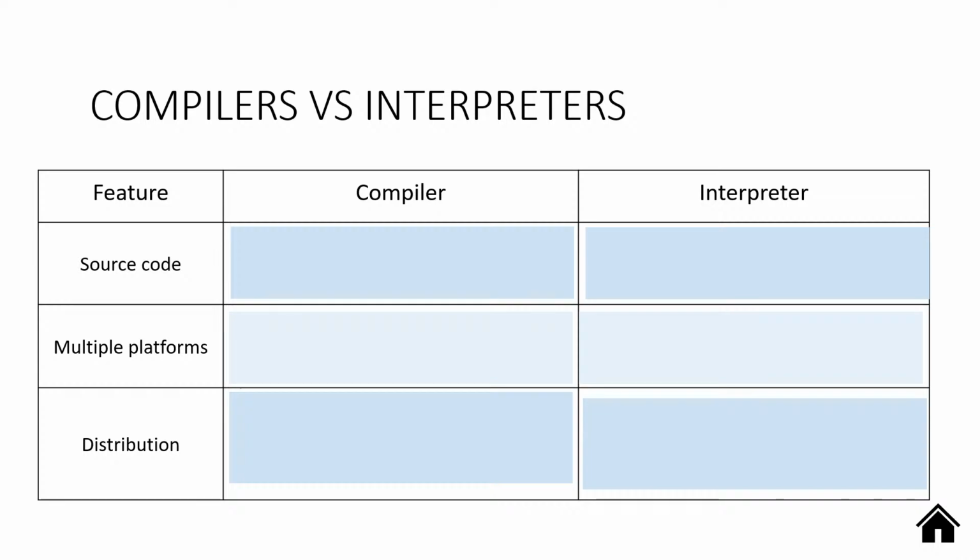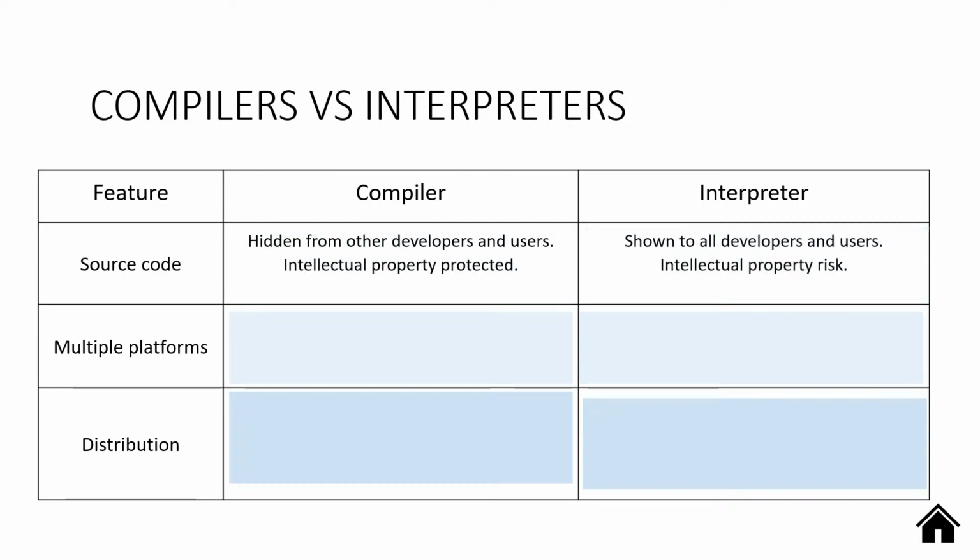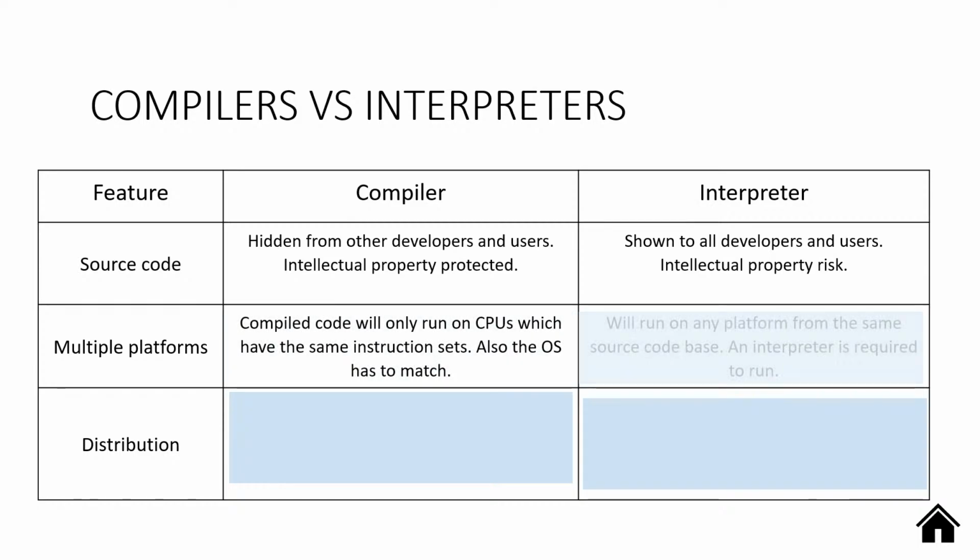You would say, well, think about the source code. With a compiler, the source code is hidden. With an interpreter, there is an intellectual property risk. Multiple platforms: a compiler is specific to one platform. An interpreter, any, providing that you've got the interpreter installed.